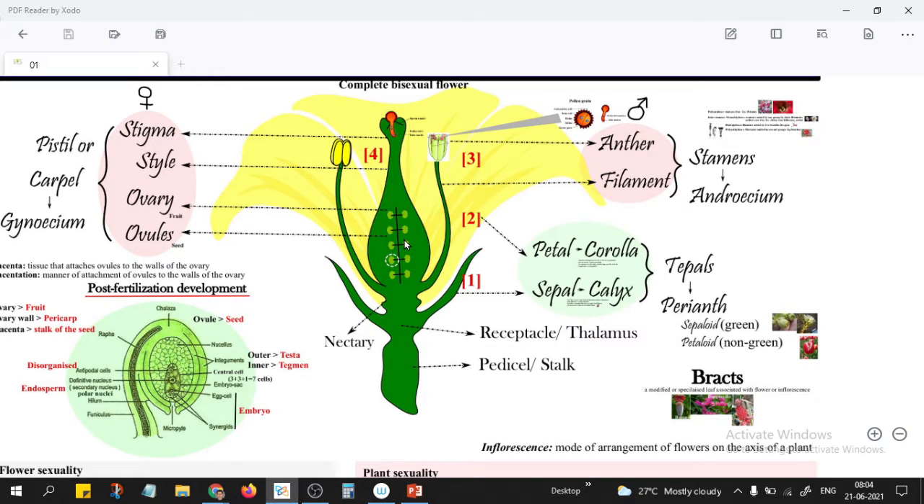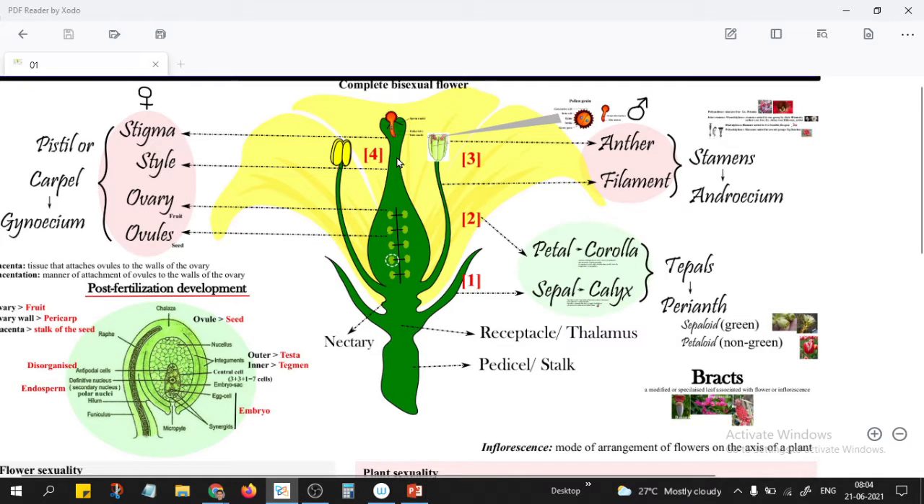So, in our earlier class, we have discussed what is the structure of a bisexual flower. So, when we say bisexual flower, that means it is going to have both the male and female reproductive structures. The example here, whether it is a complete or incomplete flower? Sir, a complete flower. Yes, it is a complete flower because it is having all the 4 whorls.